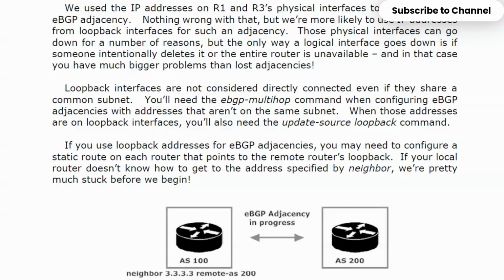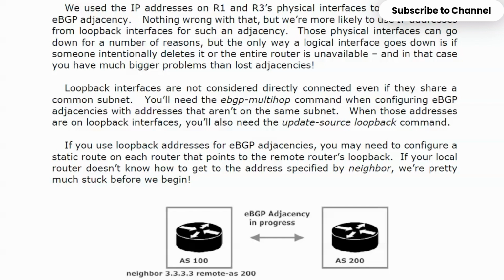Now, if you use loopbacks, you've got to include a couple of extra commands, and this is one of those things that catches you, but you don't want it to catch you on exam day. It's not going to, because you'll know first off, it's an odd little BGP rule. Loopback interfaces aren't considered directly connected, even if they share a common subnet. You'll need the eBGP multihop command when configuring eBGP adjacencies with addresses that are not on the same subnet. So you'll need that anytime you're using loopbacks.